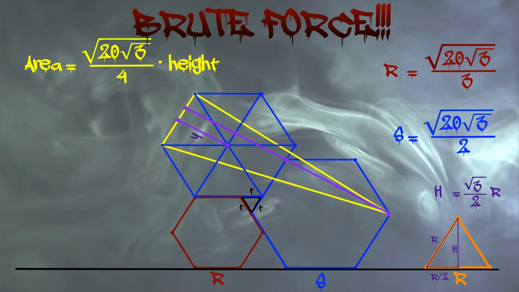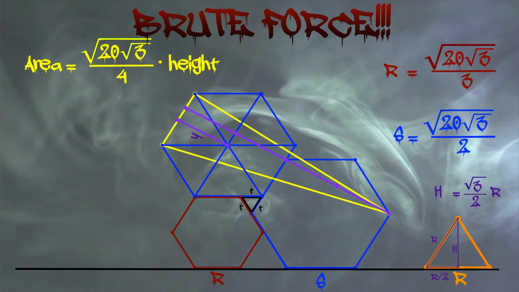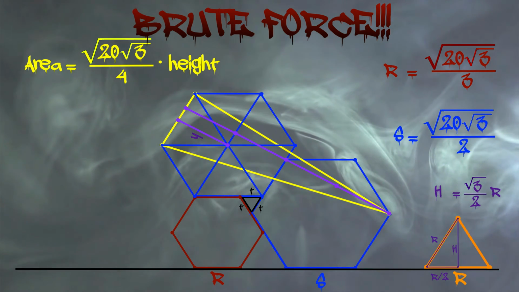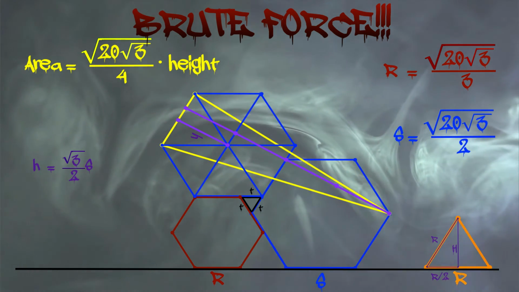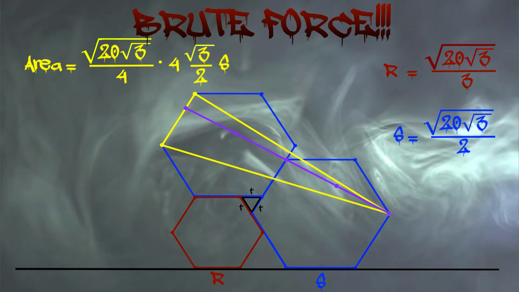As we saw earlier, the height of an equilateral triangle is root 3 over 2 times the length of a side of that triangle. So the height of one of our blue equilateral triangles is root 3 over 2 times s, and therefore the height of our yellow triangle is 4 times root 3 over 2 times s.